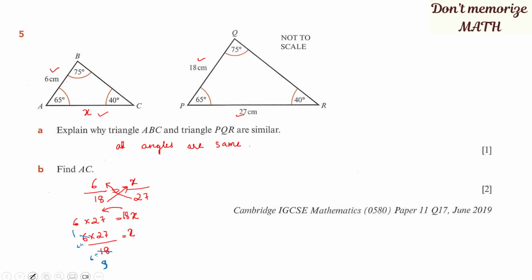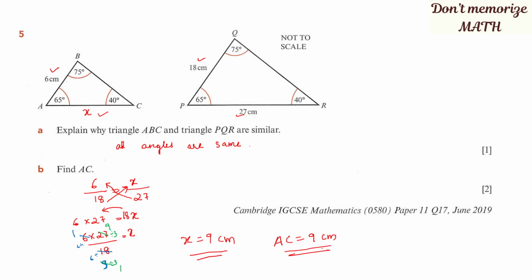Now you can see 27 and 3 are multiples of 3, right? So you can divide both of them by 3. 3 divided by 3 is 1. 27 divided by 3 is 9. So 1 times 9 divided by 1, only 9 remains. So the answer is x is equal to 9. Okay. Do we need to write centimeter? Yes. So x is equal to 9. Here it is not x, so you can write AC equal to 9 centimeter.